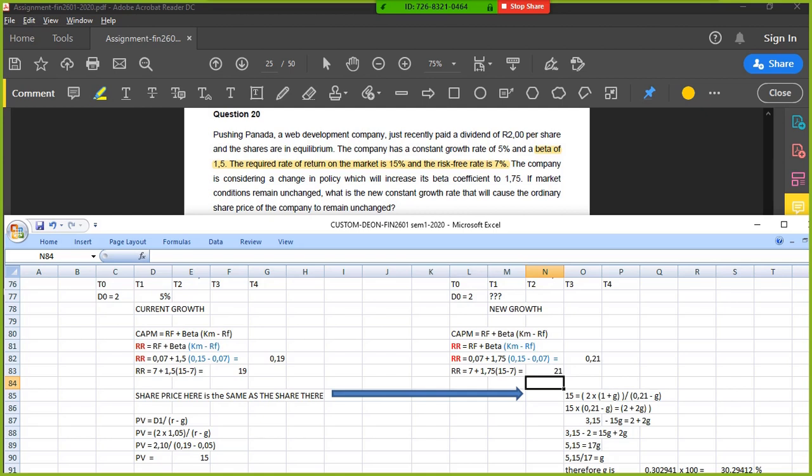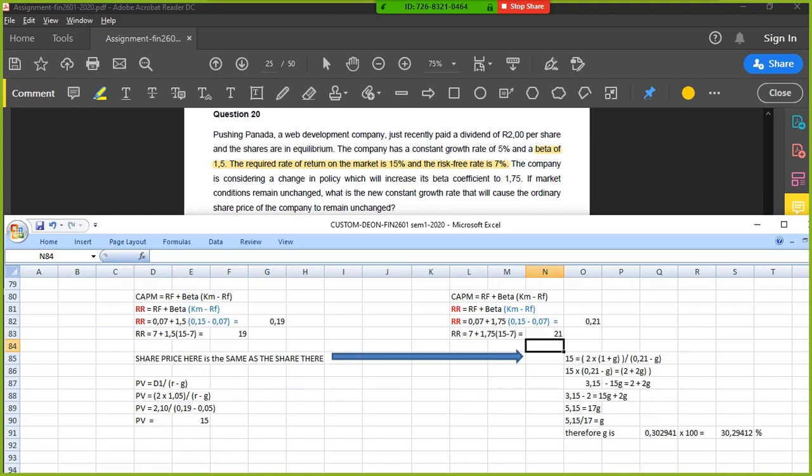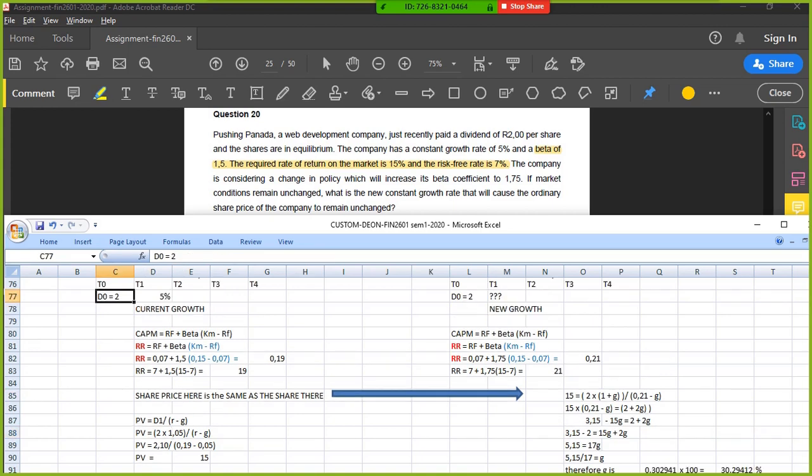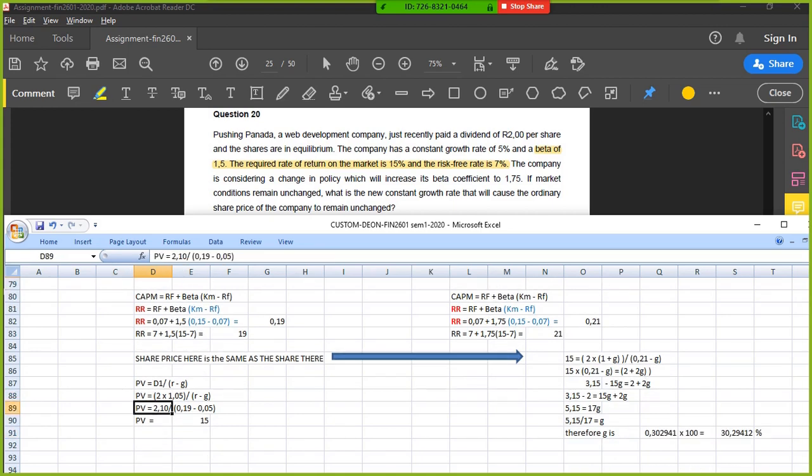Okay, let's read the question. The company decided to change policy and will increase its beta to 2. Okay, we've got that. If market conditions remain unchanged, we haven't changed anything, what is the new constant growth rate that will cause the ordinary share price of the company to remain unchanged? Okay, have we kept the share price the same? Let's check this working. Okay, div 1 over r minus g. 2 times, this was 2, yes. Times it by 5%.